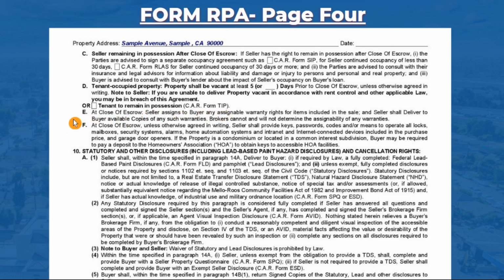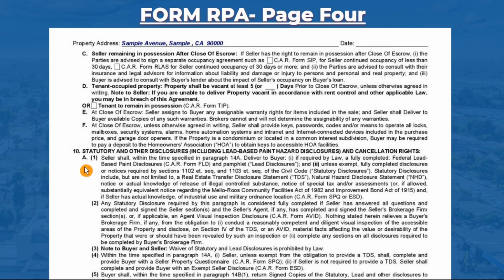Section E talks about what happens at close of escrow. Then at close of escrow, the buyer is going to get the keys, all the passwords and codes that are needed to operate all the locks and mailboxes, security systems, etc. from the seller. Section 10 talks about statutory and other disclosures, including the lead-based paint, hazard advisories, and cancellation rights.